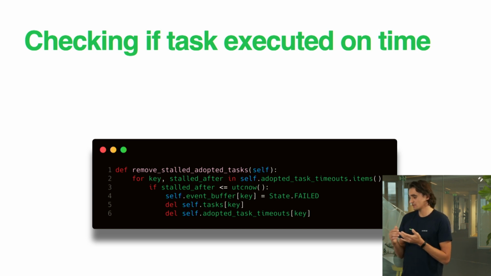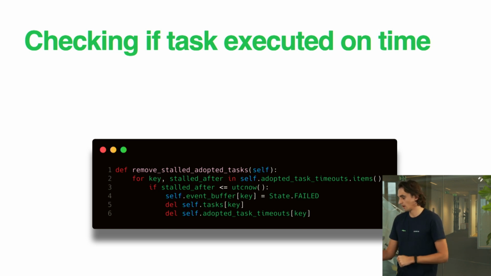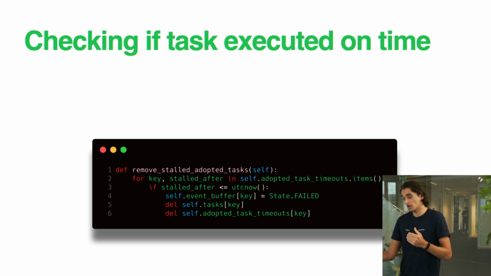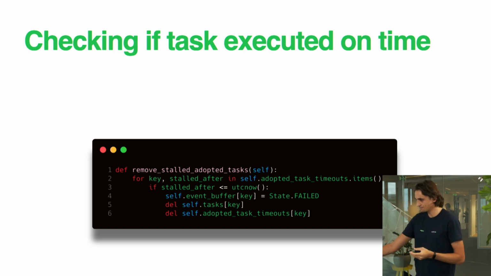It basically checks for each adopted task. On line 2, we get the key and the time after which it's timed out, or we should kill it. It checks on line 3 if it's already past that time that it should time out. And on lines 4, 5, 6, we are basically deleting the records of that task. So first it's saying, okay, this task failed on line 4. On line 5, it's deleting the task record. And on line 6, it's deleting the adopted task timeouts record.